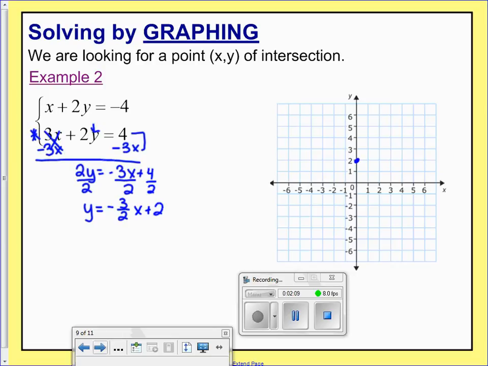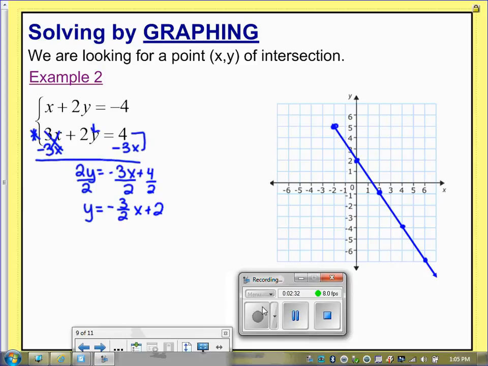and my slope is negative 3/2. So down 3, right 2, down 3, right 2, down 3, right 2. We'll go the opposite direction. Up 3, left 2, and now I'm going to draw a line through those points.